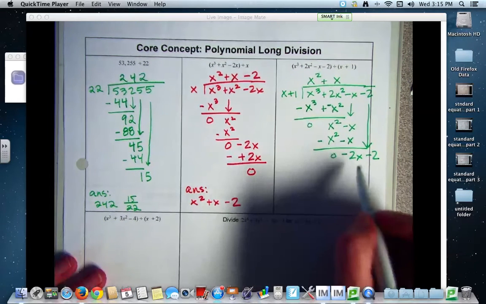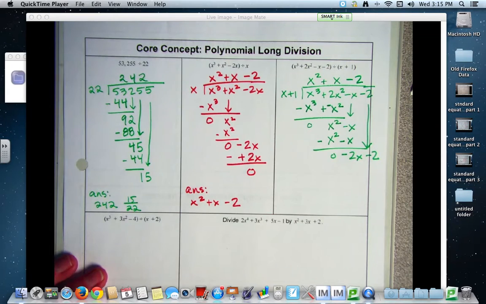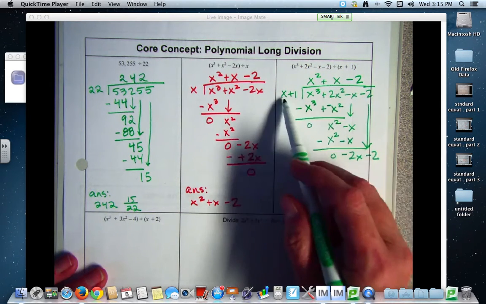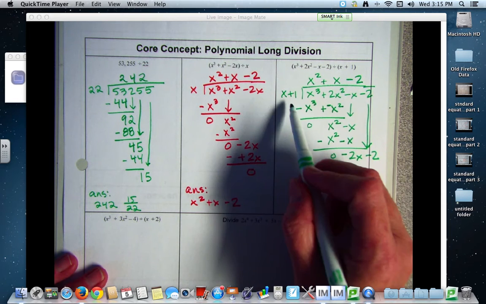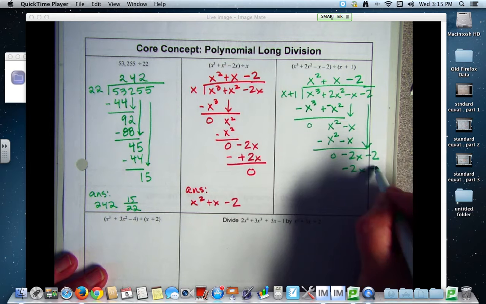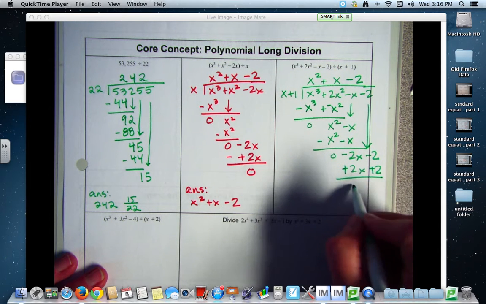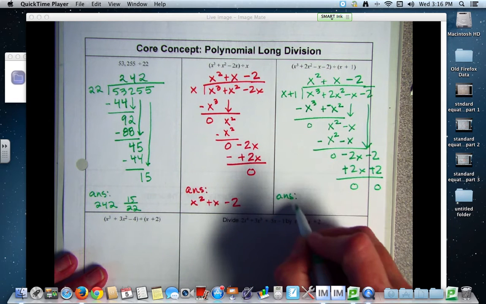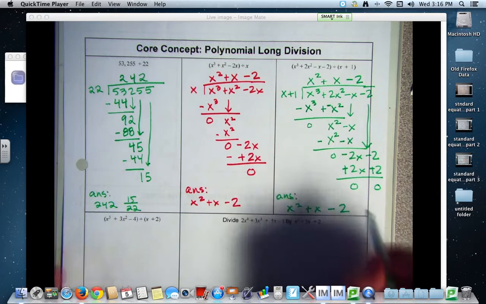X goes into negative 2x negative 2 times. Negative 2 times x is negative 2x. Negative 2 times 1 is negative 2. Make them opposite. We have 0 and 0. So our answer is x squared plus x minus 2.